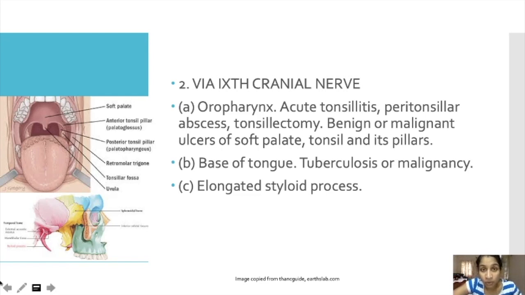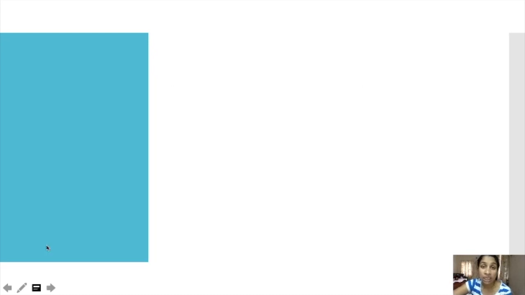So, hope you understood this one. In the oropharynx, there is tonsillitis or peritonsillar abscess, or after a tonsillectomy there will be referred pain. Any malignant or benign ulcer in the soft palate, the pillar area, or the tonsillar area will also cause it. Also, tuberculosis or malignancy of the base of the tongue will cause referred pain to the ears, and an elongated styloid process can also cause referred ear pain.